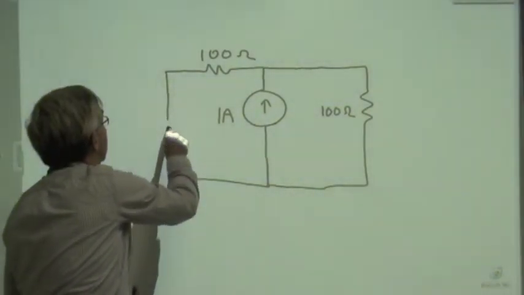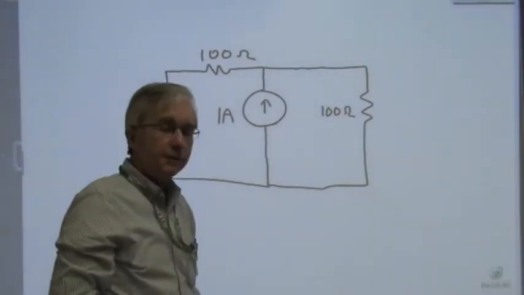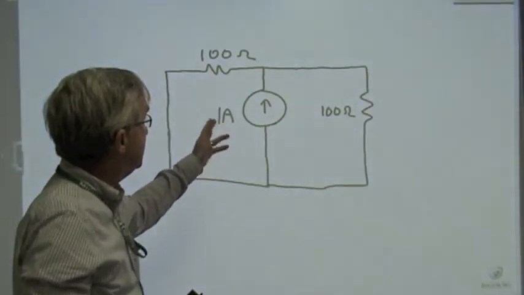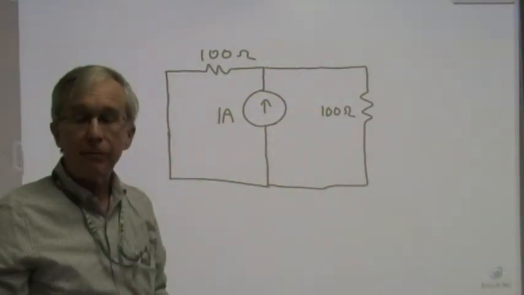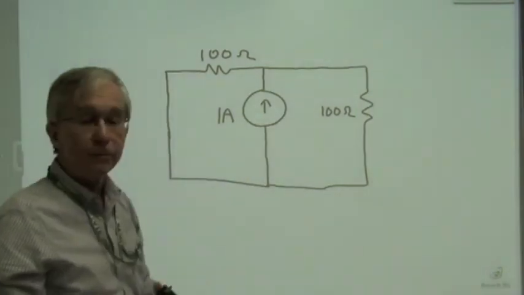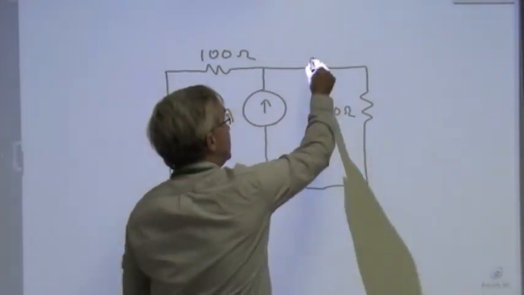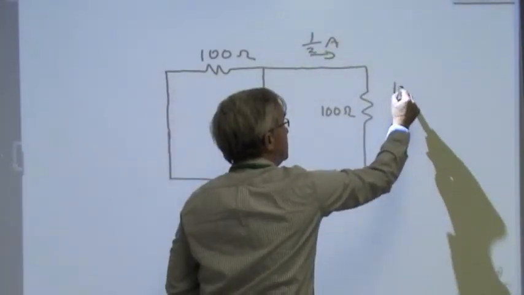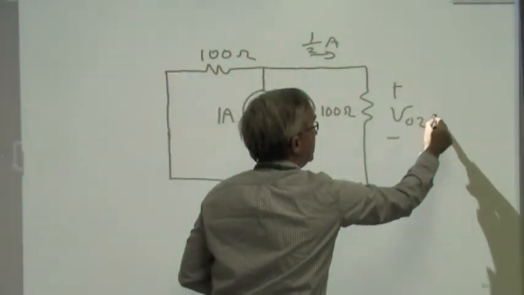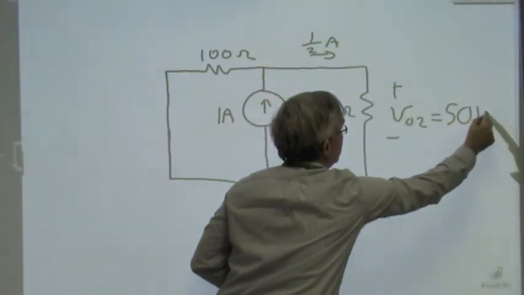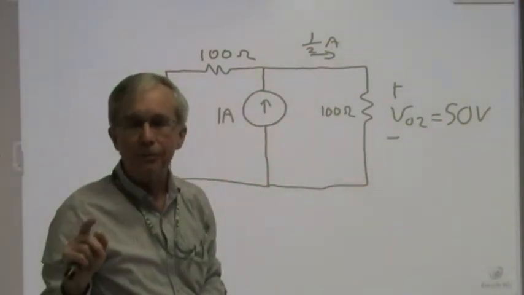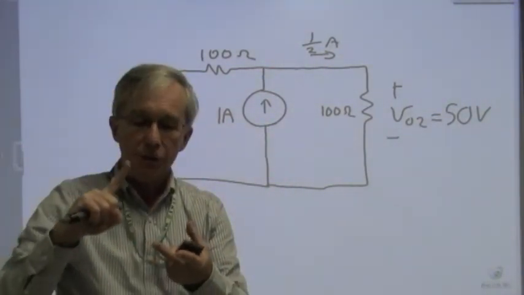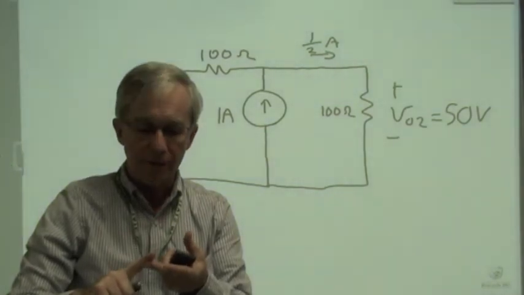Easily done. And now I have a current division problem looking at me. This 1 amp source sees two branches of equal resistance. Half the 1 amp will flow to the left, half will flow to the right. So we have a half an amp here flowing in this direction. By Ohm's law, the voltage due to the current source turns out also to be equal to 50 volts for this particular example. So now we know that just due to the current source we get 50 volts, just due to the voltage source we get 50 volts.